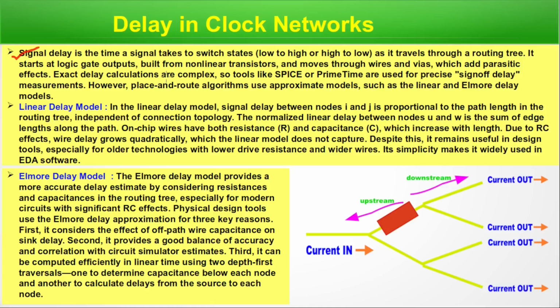Now, exact delay calculations are complex, so tools like SPICE or PrimeTime are used for precise sign-off delay measurement. However, place and route algorithms use approximate models such as linear and Elmore delay models.